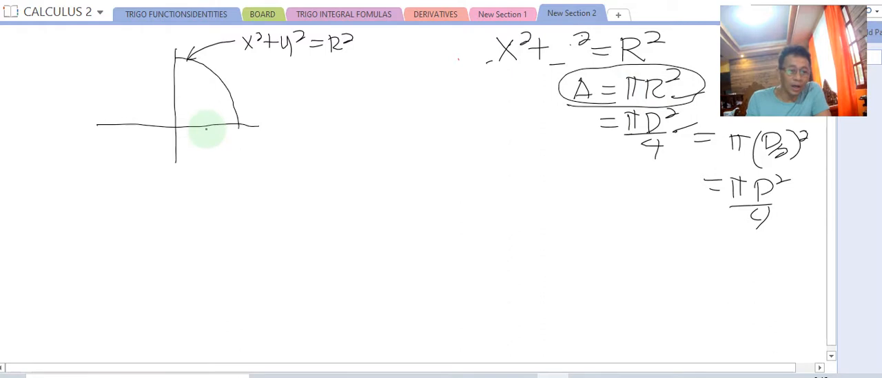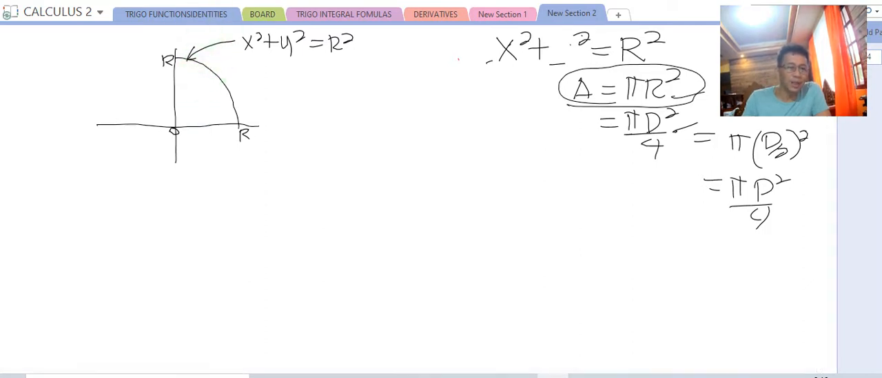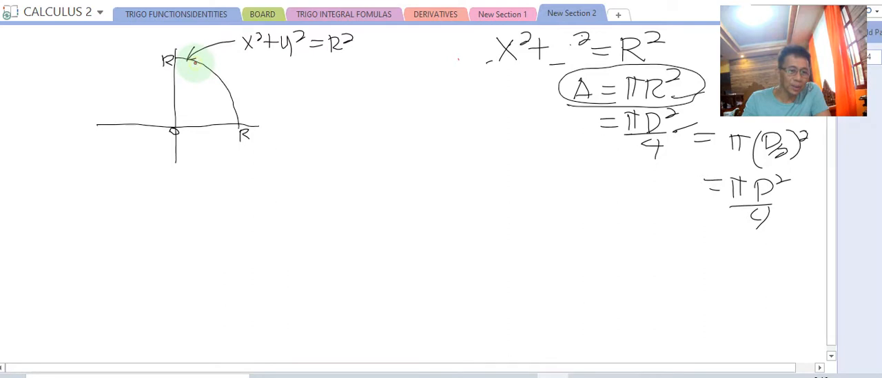So, ito yung r natin. Ito, 0, r. R din ito. Okay? So, magkuha ng strip, either vertical or horizontal. Gawin na lang natin yung horizontal strip, okay? Para medyo mas madali.